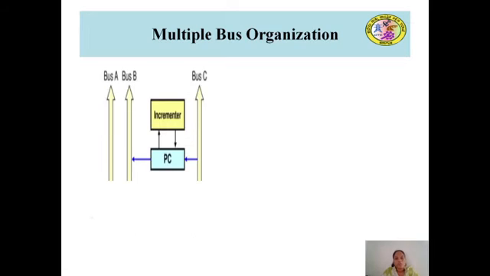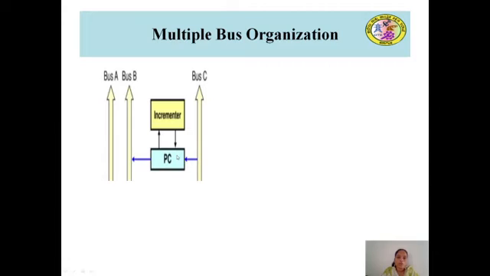Another module is the PC. We know that the PC always holds the address of the next instruction to be executed. So whenever it transfers its content to the MAR, it needs to be incremented by 4. In order to increment the content of the PC by 4, it always needs the help of the ALU.